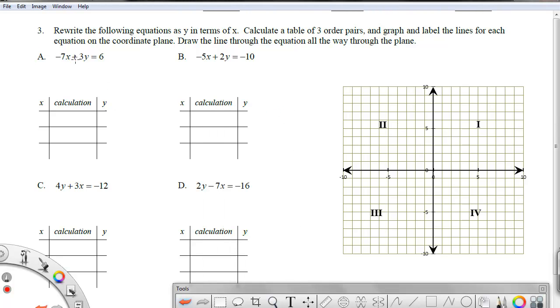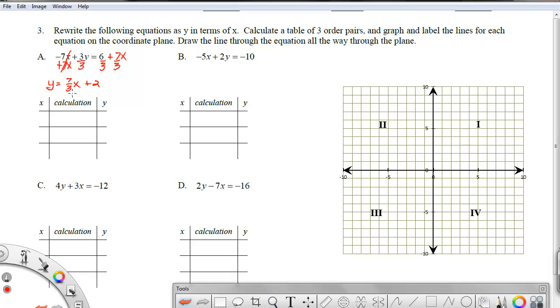So we've got negative 7x plus 3y equals 6. So we know I have to reverse the subtraction here. So we'll add 7x to each side. We know that's gone, and then we're going to divide by the number in front of the y, or the coefficient of y. So that linear equation now becomes y equals 7 over 3 x plus 2.